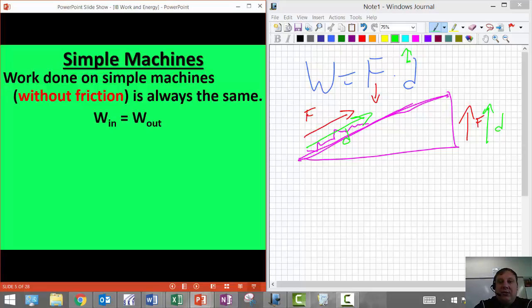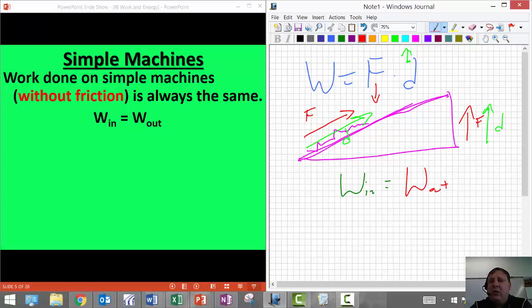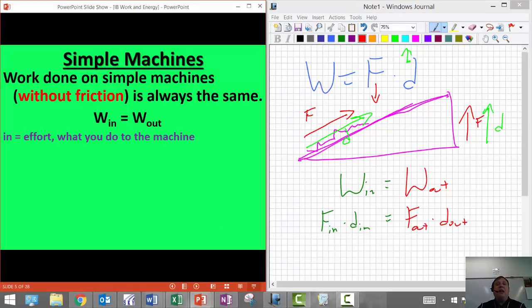All right, well, that's easy enough. So that means that the work in is going to be equal to the work out. Now, wait a second. We can use this equation for work. Work is equal to force times distance. And so, therefore, the work in could also be written as the force in times the distance in. And the work out could be written as the force out times the distance out. Now, what are we talking about when we say in and out? Let's understand this. The in is the effort that you do to the machine.